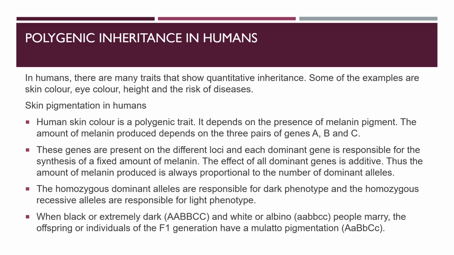First we are going to discuss polygenic inheritance in humans, right? In humans, there are many traits that show quantitative inheritance. We have spoken in the earlier episode that polygenic inheritance is also called quantitative inheritance, right? Some examples are skin color, eye color, height, and risk of certain diseases, which are genetically inherited from the parents to the offspring. Now first, skin pigmentation: human skin color is a polygenic trait.